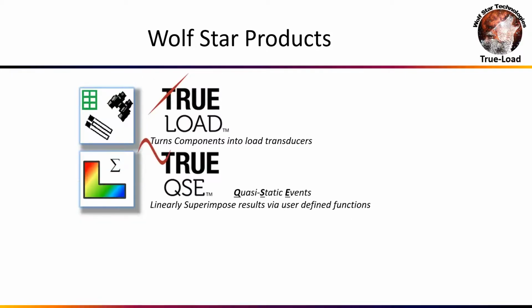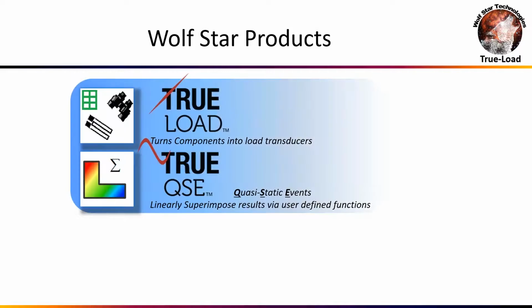Our second product here is a product we call TrueQSE. QSE stands for quasi-static events. And this basically allows you to linearly superimpose results via user-defined functions. And that's great on its own. But what happens with TrueLoad, we're gonna basically get time histories of loading from test that map back to individual result sets in the FEA model, and then TrueQSE becomes a tool that you can post-process the model.